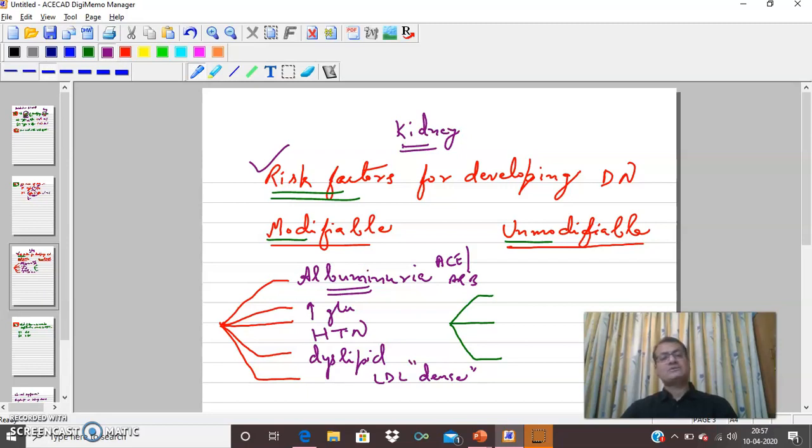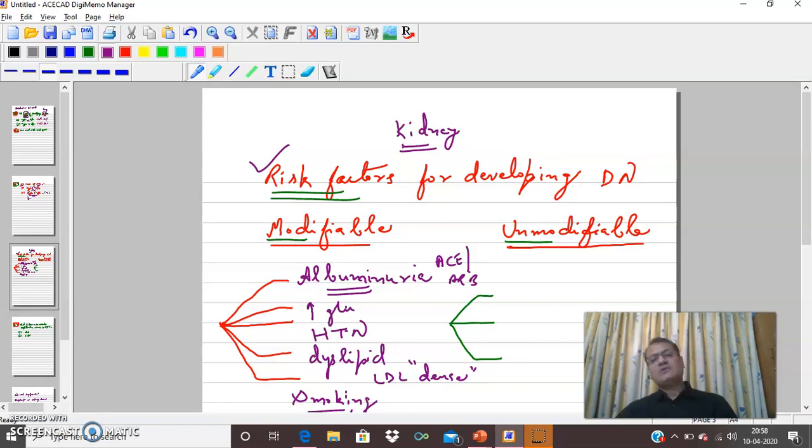And atherosclerosis in the kidney, mainly the renal arterial stenosis, will then further damage the kidneys. And lastly, smoking, right? Smoking leads to so many issues in the human body, and additionally this causes damage to the kidney as well. So we have these five modifiable risk factors for developing diabetic nephropathy, right?